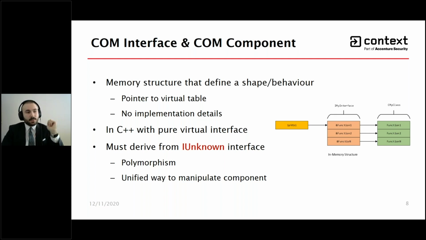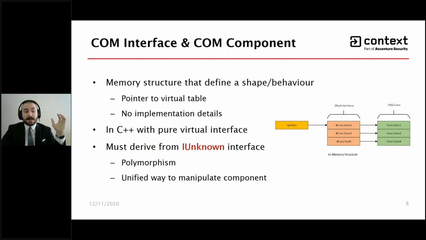And here it's important to understand that an interface is basically the glue between components and clients. Because COM is a standard, this is actually a memory structure that will be used to define the shape and behavior, but there will be no implementation details at all. It's up to the developer creating a component to provide the implementation of an interface, which means that a component is actually the implementation of one or multiple COM interfaces.